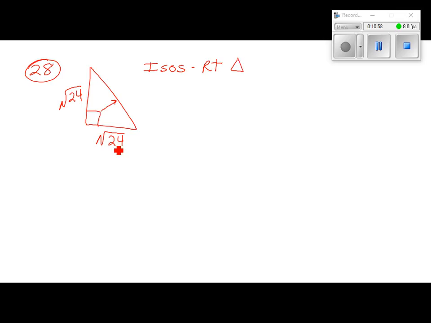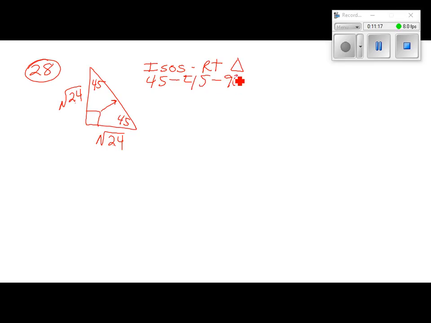If these two sides are congruent, what can you tell me about these two angles? They're congruent. How much is this angle right here? 45. How much is this angle up here? 45. We also call this a 45, 45, 90 triangle.